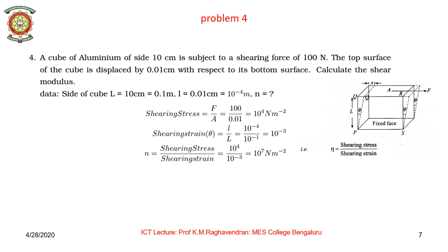The shearing stress is defined as the tangential force F divided by the area over which it acts, while the shearing strain is nothing but the angle theta itself. Of course, we can even write it as l divided by L. So, as shown in the slide, the shearing stress is calculated to be 10 to the power of 4 Newton per meter squared, while the shearing strain is 10 to the power of minus 3. The ratio of the shearing stress to shearing strain, known as shear modulus, is given as 10 to the power of 7 Newton per meter squared.